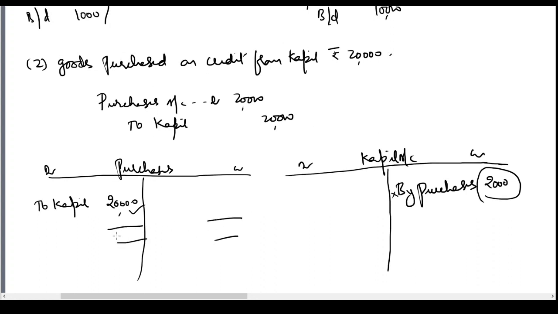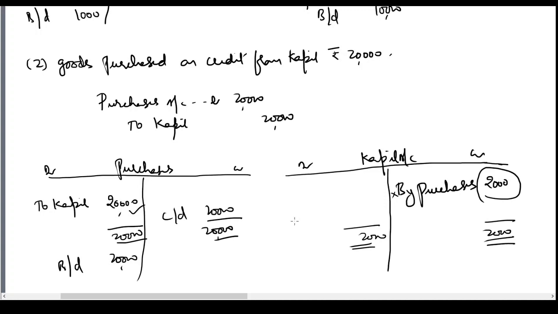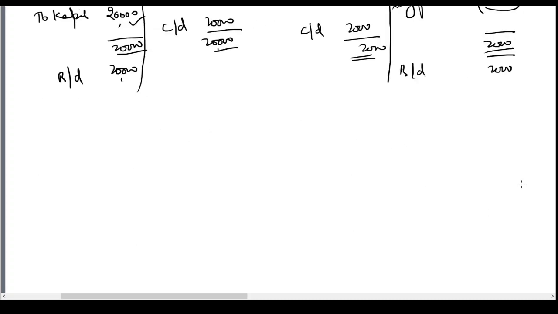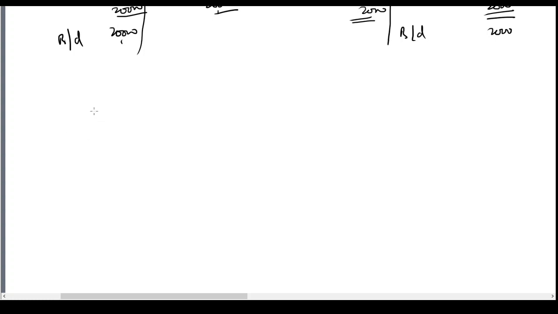Purchase account: 20,000 is the total of the debit side, write the same total on the credit side, carried down 20,000, brought down 20,000. Kapil account 2,000, carried down 2,000, brought down 2,000. Now if I prepare a trial balance using these ledger accounts, let us prepare a trial balance.